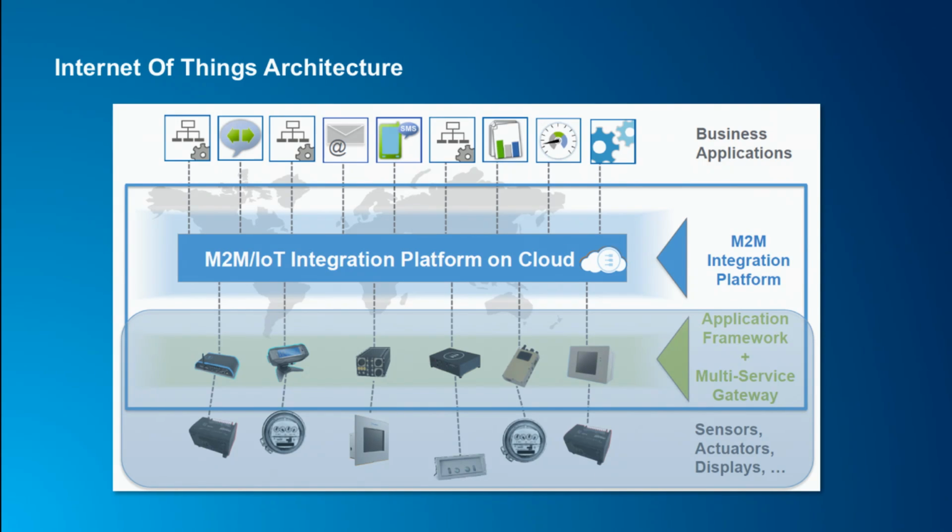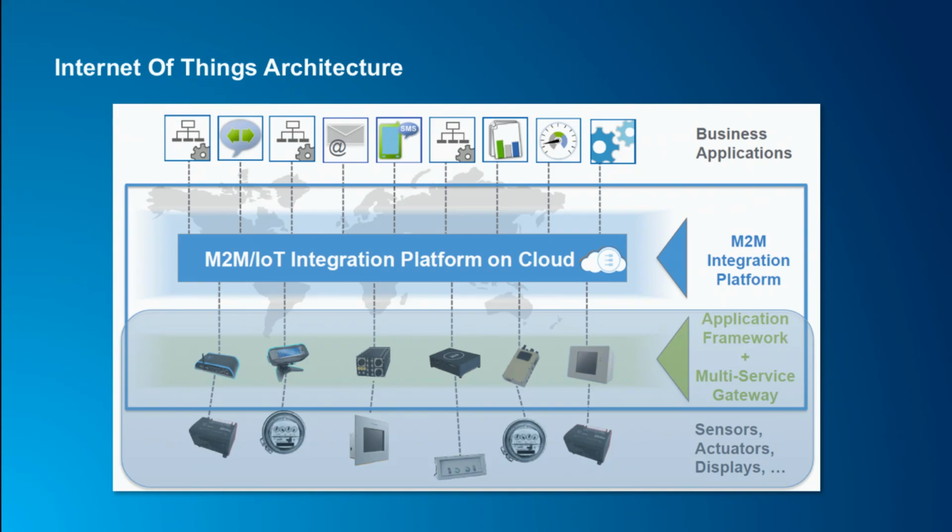At the very bottom, we have the sensors, actuators, and the displays. They are the edge devices that are responsible for communicating with the outside world. Then we have the application framework and the service gateway. Their functions are to manage the hardware and software running at the edge and connect the edge devices to the cloud. Both of these layers typically run on the IoT devices.